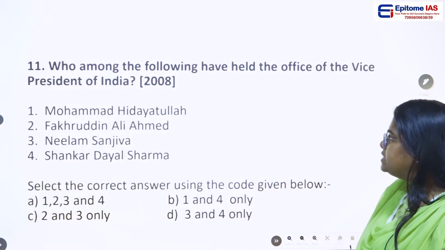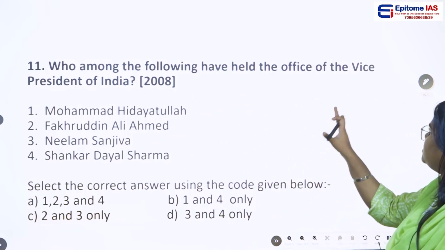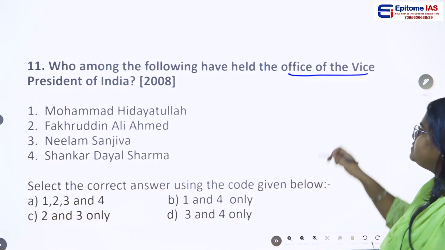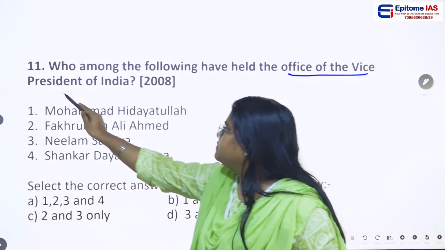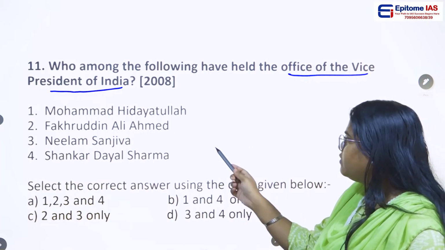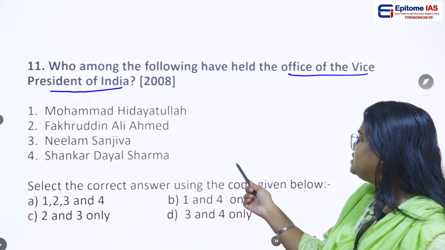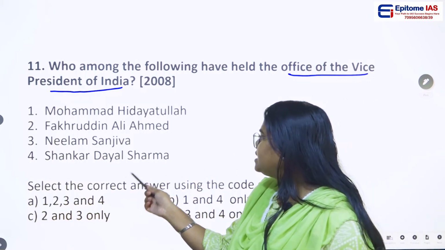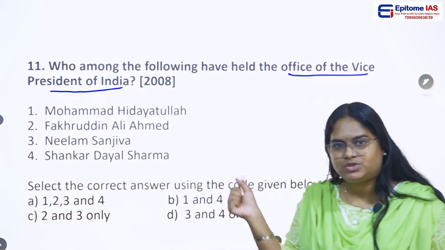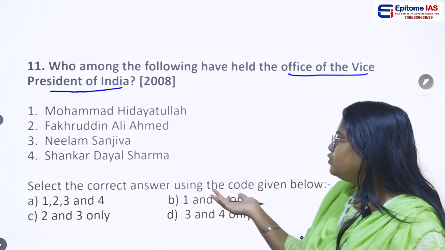The first question is, who among the following have held the office of Vice President of India? 1. Muhammad Hidayatullah. 2. Fakhruddin Ali Ahmed. 3. Neelam Sanjeeva. 4. Shankar Dayal Sharma. So this is actually a very factual question. If you know the answer, you know. If you don't know, you don't know.